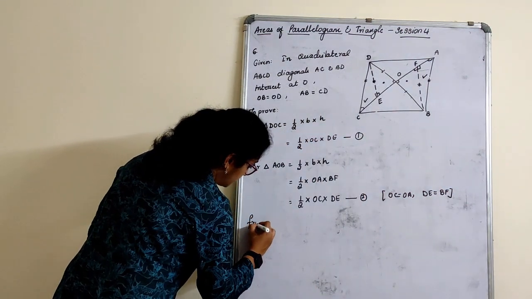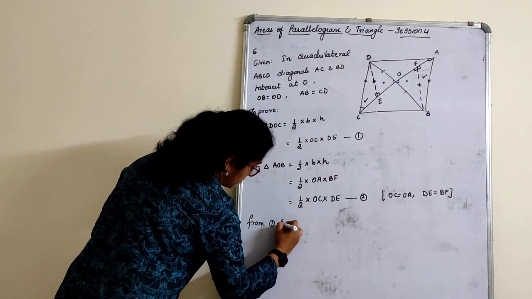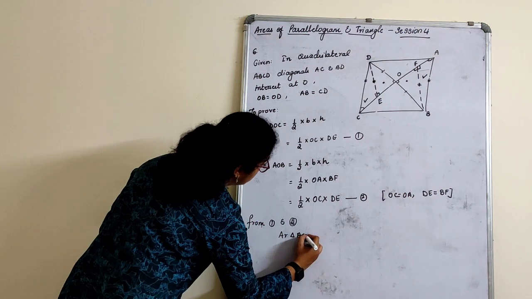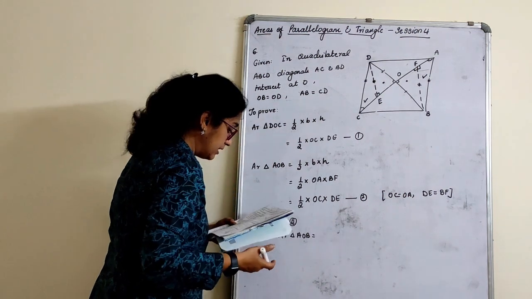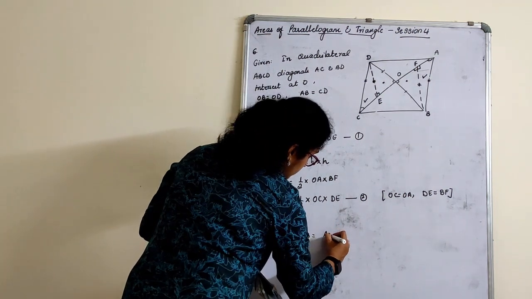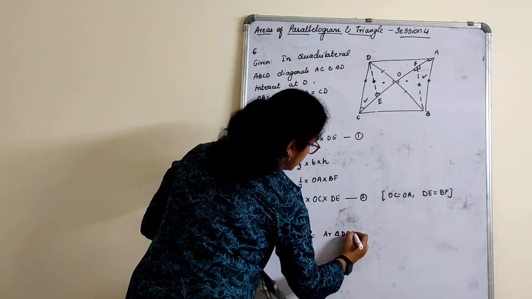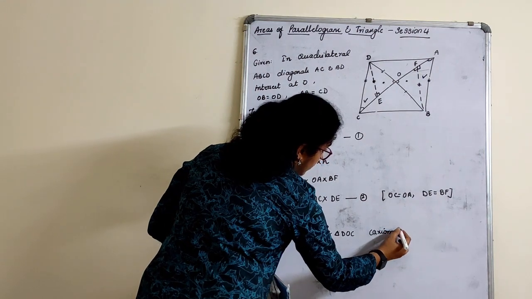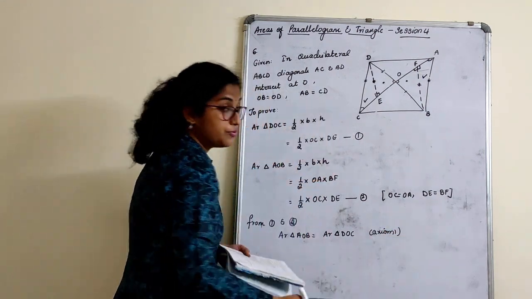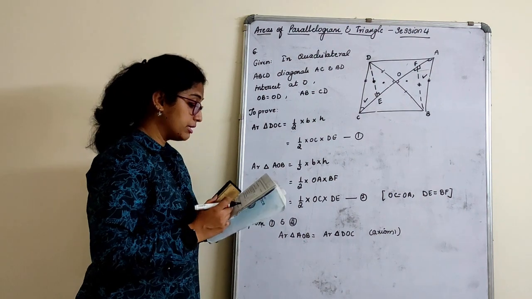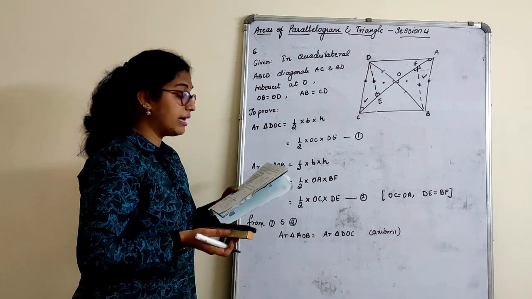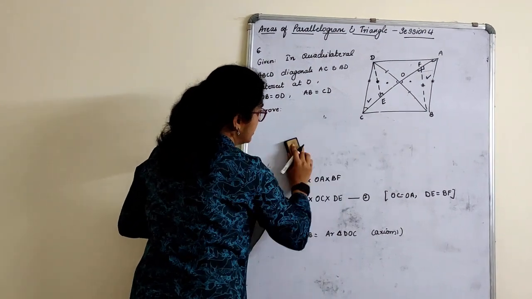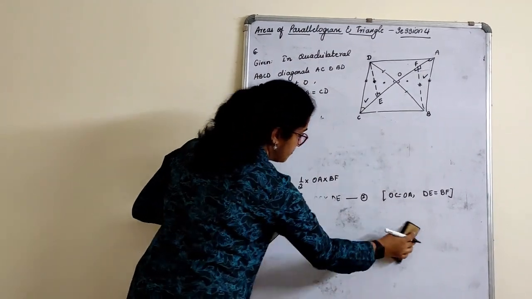From 1 and 2, area of triangle AOB is equal to area of triangle DOC. Axiom 1. Hence proved. Right? This part we proved it. Now only left is DCB area and ACB area. I'll again erase this now. Let's check the last part, how to prove it.